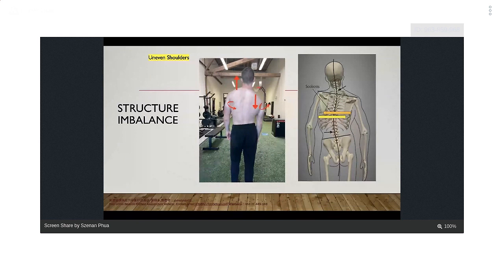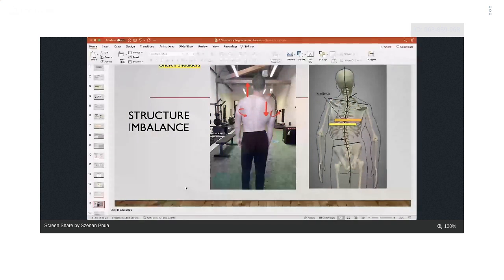We have nothing to do with the structure. So look at this picture I showed you last time. If the patient's one shoulder is higher than the other, that means that is structural imbalance, right? And how do we treat that? Can we use needle? Now, my question for you, can we use needles?